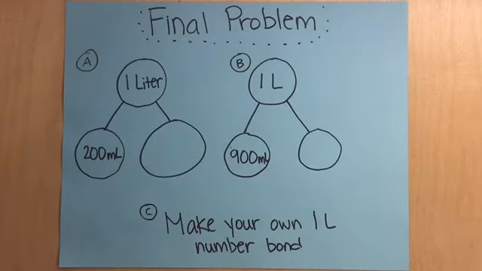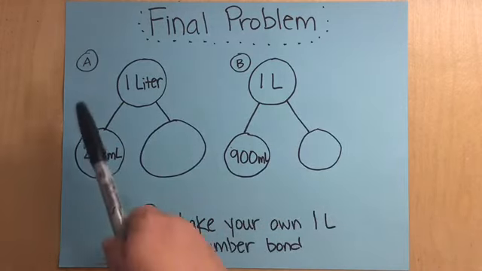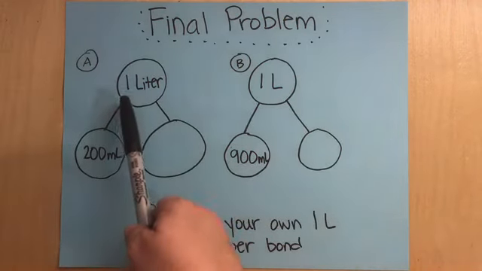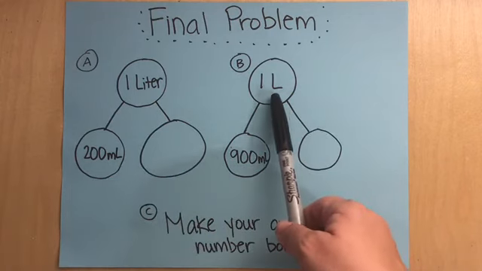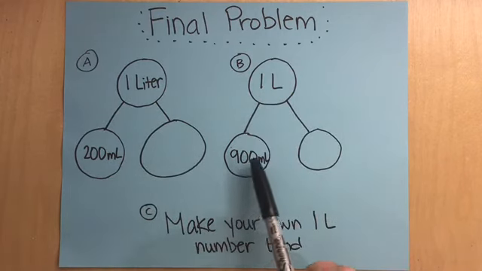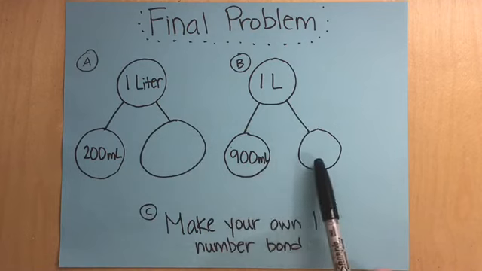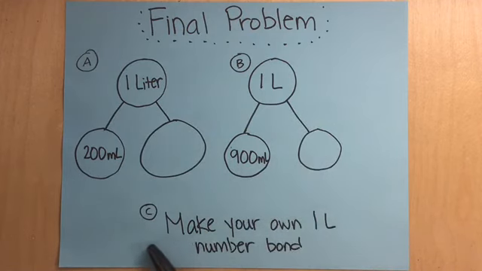For your final problem today, I'd like you guys to draw these number bonds on the other side of your paper and complete the blank missing value, so the unknown value. On A, if you start with 1 liter and you divide it into 200 milliliters, how much is on the other part? On B, if you have 1 liter and you divide part of it into 900 milliliters, how many milliliters are on the other part? And finally on C, I want you guys to use your imagination and make your own 1 liter number bond. I know that some of you guys are going to go kind of crazy with this, so have a good time. See you guys tomorrow.